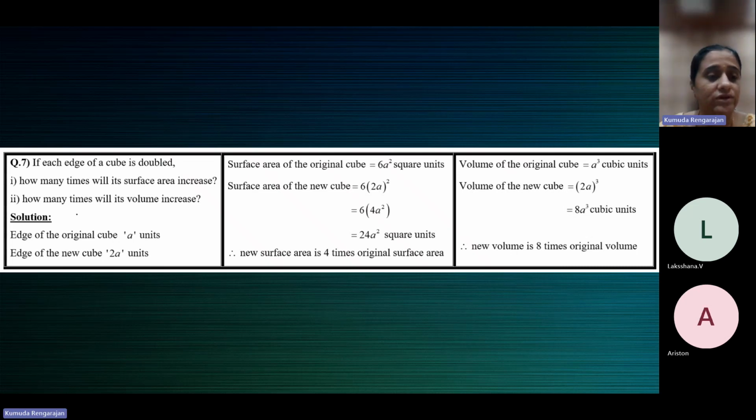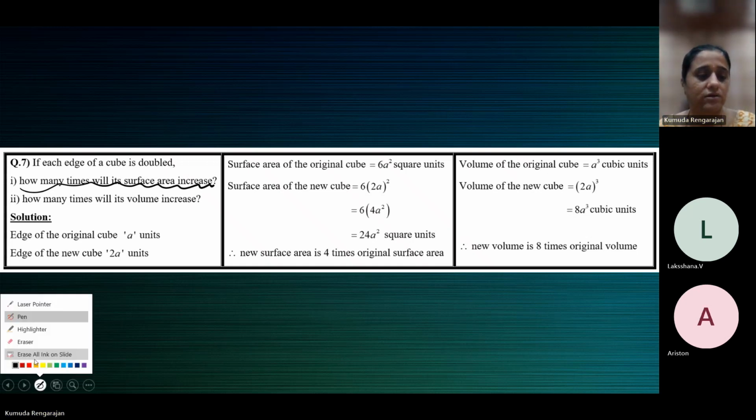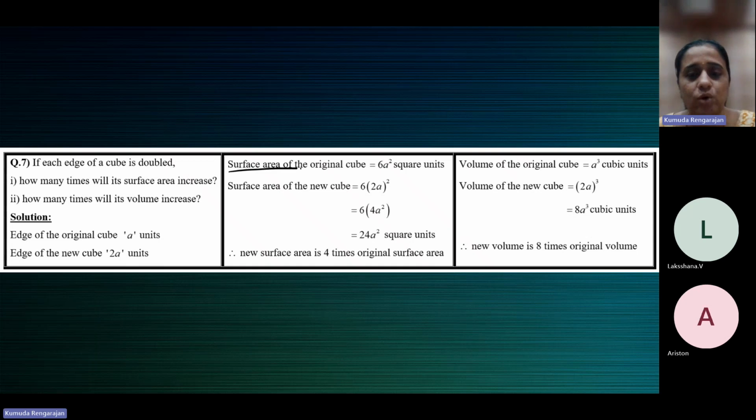So we have to first find how many times the surface area will increase. So let's find the surface area of the original cube and the new cube. Only then can you compare. You must know the surface area of the original and the new. The surface area of the original cube will be 6a square because the edge is a.